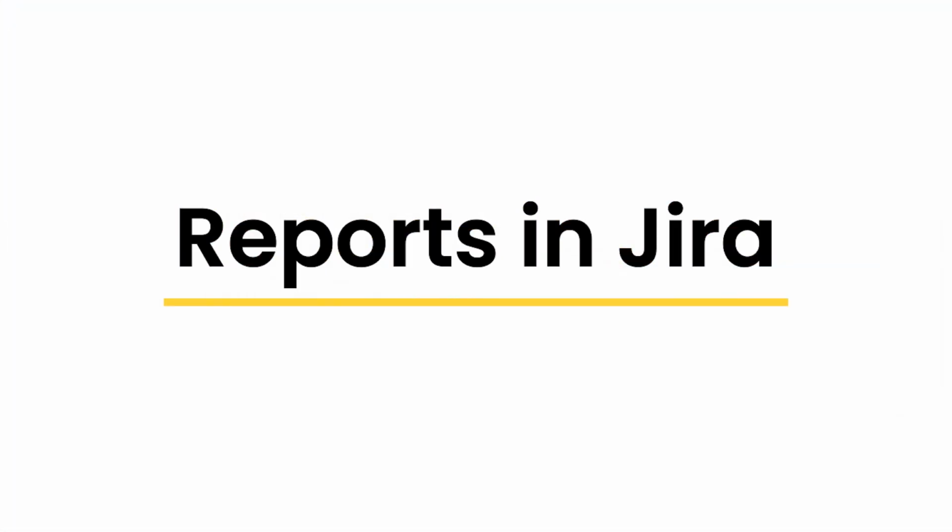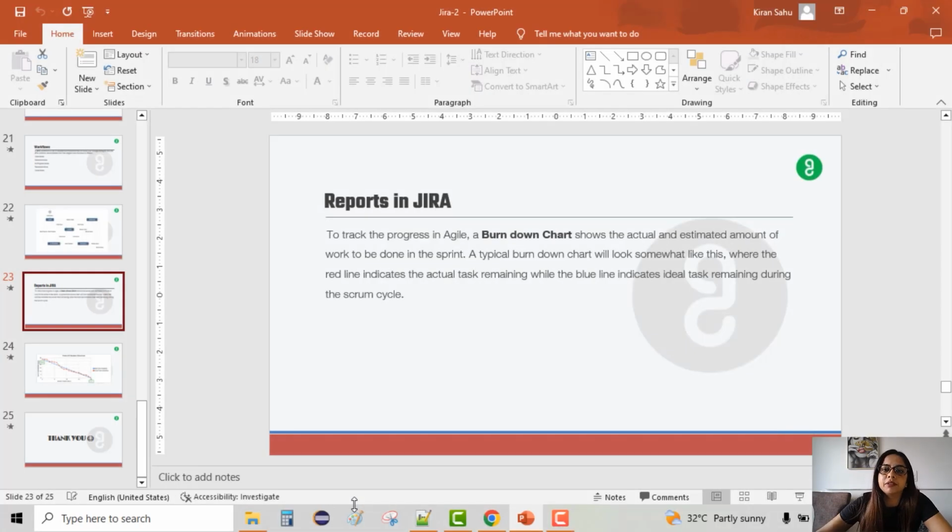So let's begin. We have seen in the previous sessions how we worked on the sprint and we finished off the sprint, we completed the sprint. So after that, reports are generated. There are various kinds of reports in Jira like burn down chart, burn up chart, velocity chart. But the most commonly used, most useful and most popular one is the burn down chart. So we'll first understand what a burn down chart is.